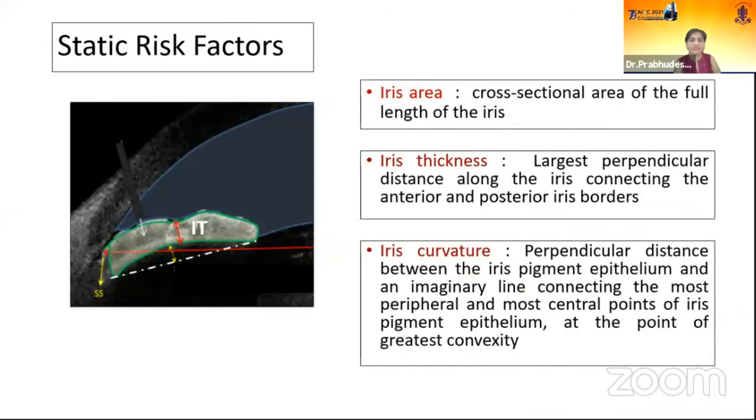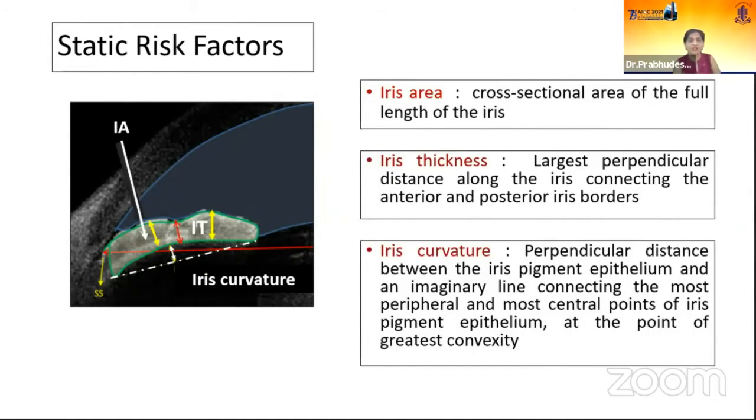Static risk factors include iris area. This is the cross-sectional area of the iris throughout its length. Iris thickness is the maximum thickness of the iris. And this is iris curvature, from the perpendicular line joining the two ends of the iris.